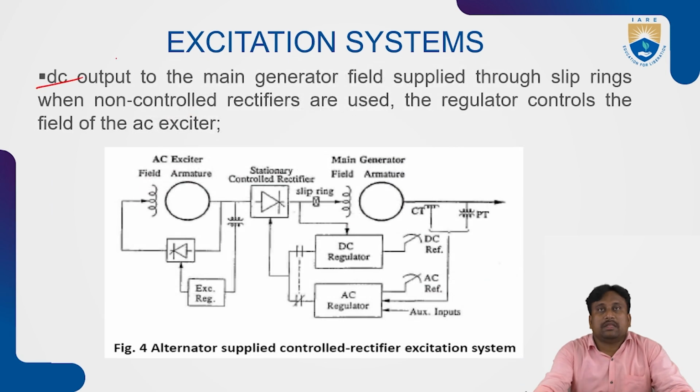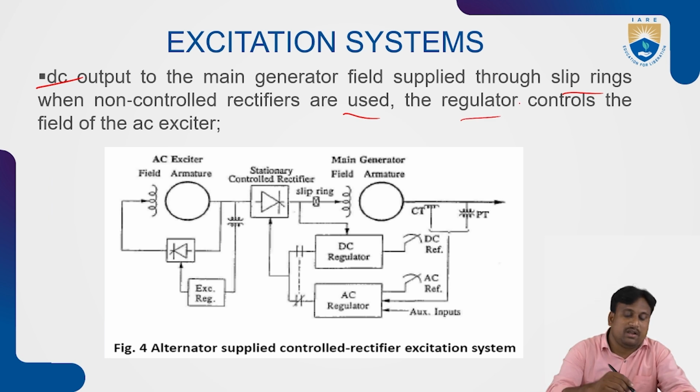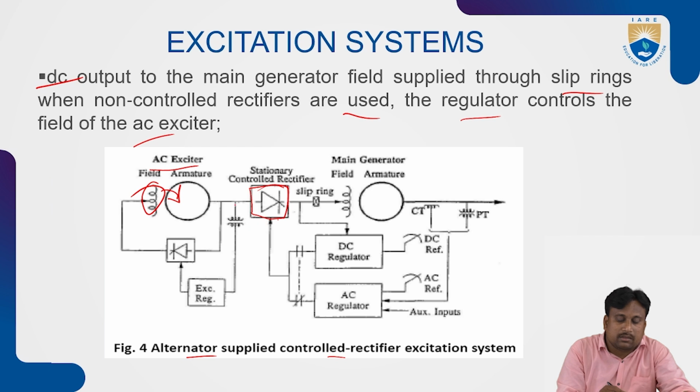Here the DC output to the main generator field is supplied through the slip rings when non-controlled rectifiers are used. That means the regulator controls the field of the AC exciter. Here the alternator is supplied with the controlled rectifier excitation system. This is about the AC exciter, which is connected by field winding, and this is superimposed on the armature, and the system is now a stationary controlled rectifier. This is shown here, backed by the exciter, and this is connecting to the slip ring arrangement.